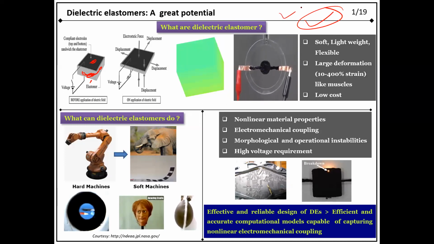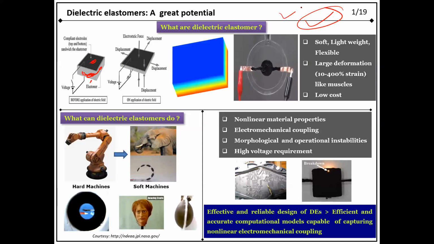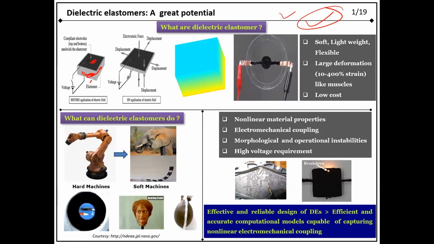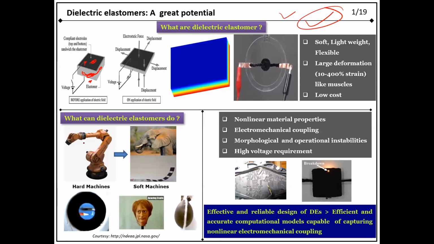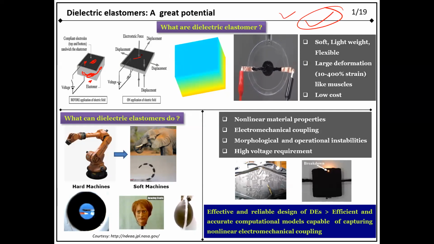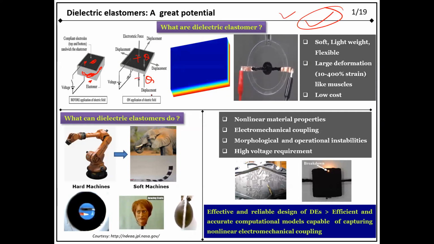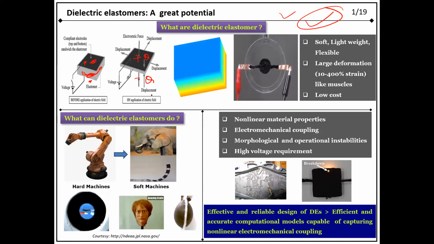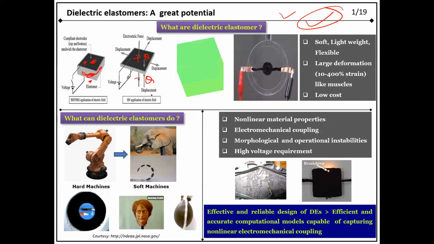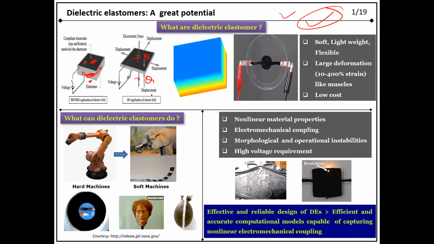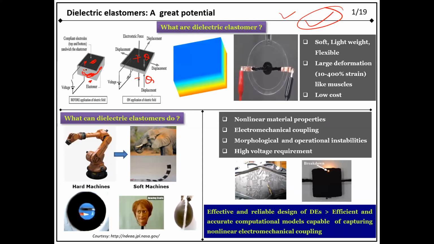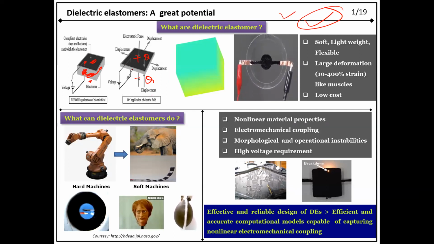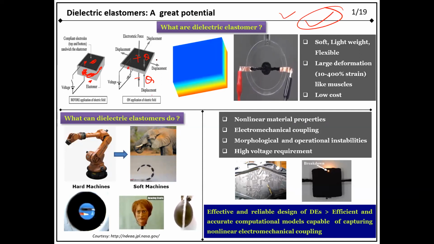So this is an elastomeric film. What happens if we apply a potential difference through these electrodes, that is black in color? The positive charge will accumulate on one surface and the negative charge will accumulate on the other surface, and it will create an electrostatic force, or you can say Coulomb force. Because of that electrostatic force, this elastomer film will reduce its thickness, and it will expand laterally.